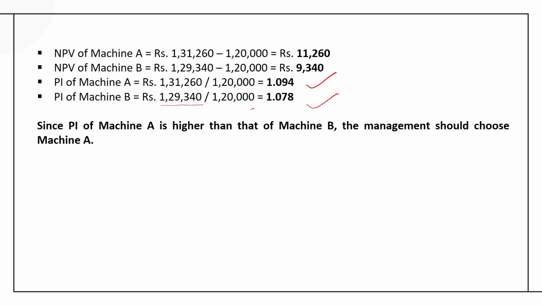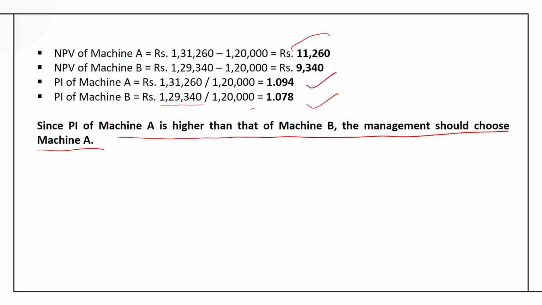was in a position to select both the projects because both of these machines are giving a profitability index which is greater than 1. That means both the projects in itself are profitable and could be selected by the management, but if it is to be decided which one is better, then an index of 1.094 is better than the index of 1.078. So, what is the answer? Machine A or machine B? It is machine A which has the higher profitability index as compared to machine B.